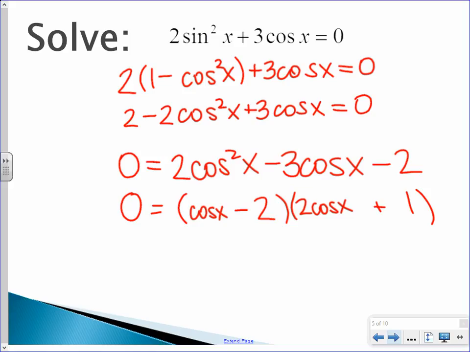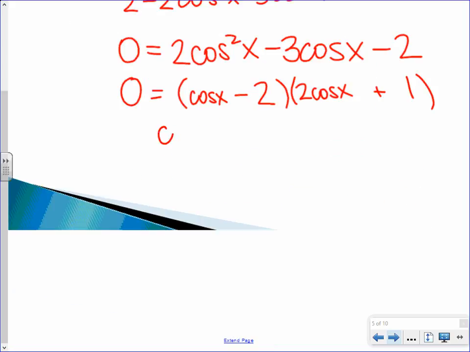Okay? So, now, we have 2 factors that equal 0. Just like back in the old days, we're going to take these 2 factors and do what with them? Okay? We're going to set them equal to 0.